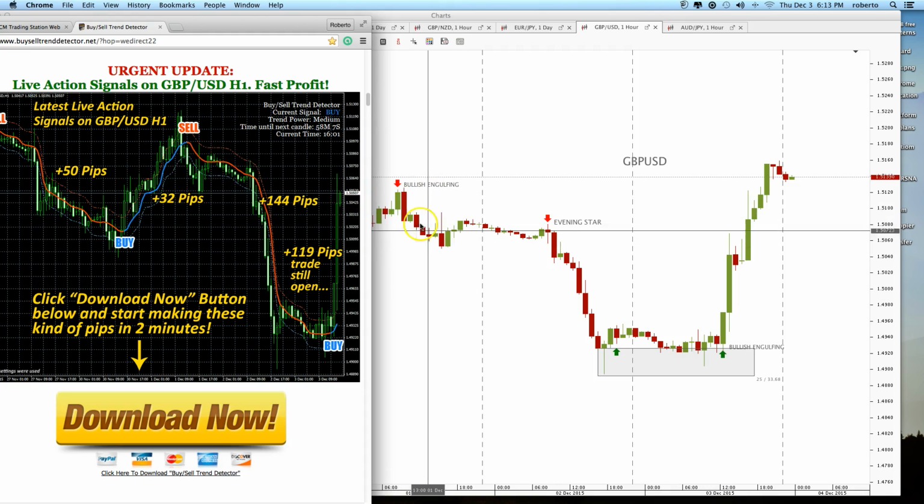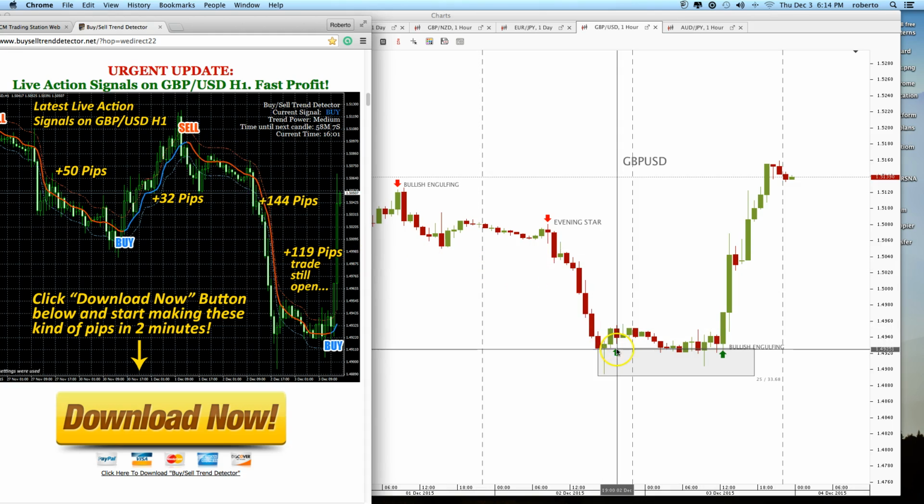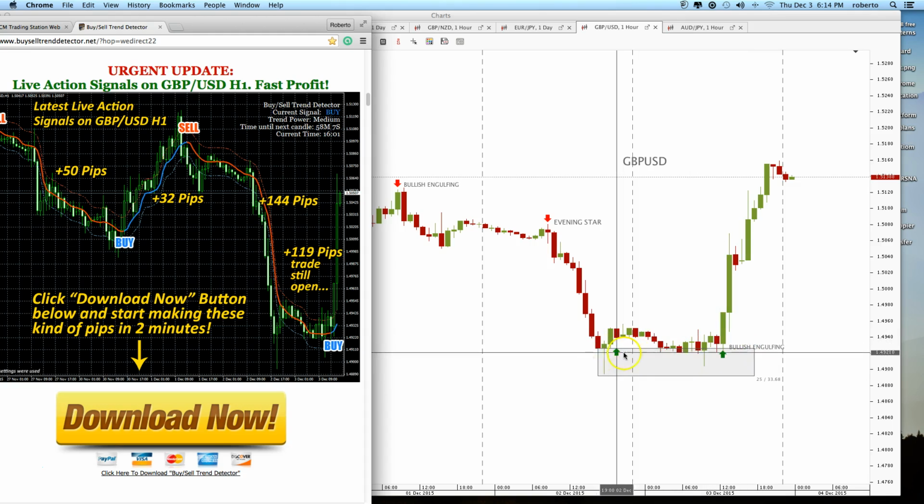But I most likely would have exited down here, only giving me 30-something pips, whereas this indicator, had you stayed in a lot longer, generated 144 pips, and I don't know if the exit was all the way down here.